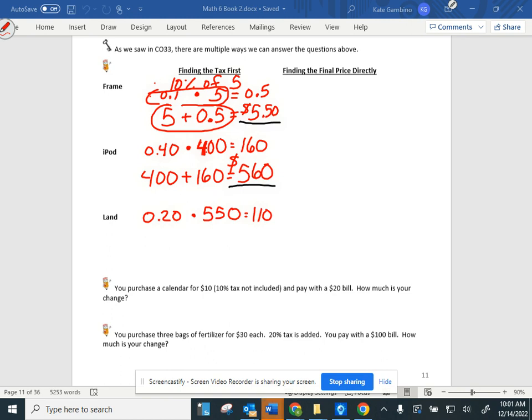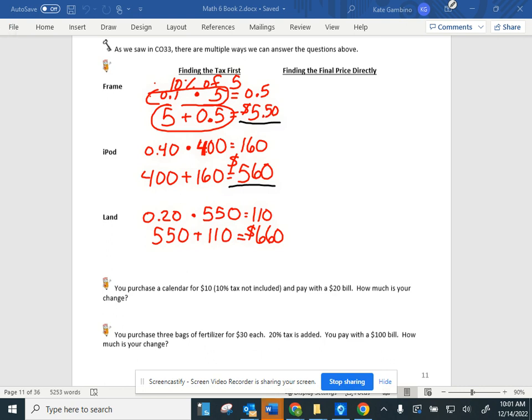So now what's my second step? Because that's my tax. It's $110 tax. So what do I do, Enzo? So you add the 550 to 110. I add 550, my original price. I add that tax to it, and I get $660.